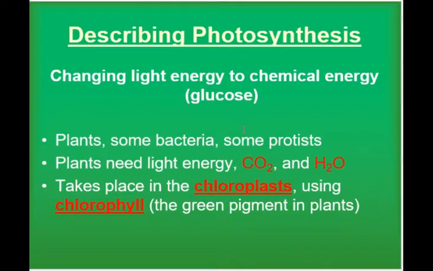Protists were those organisms that we took a look at when we did that pond water lab, when we looked at those organisms underneath the microscope. A lot of those were protists, and some of them were photosynthetic. Plants are going to need to take in CO2 and H2O. They take in CO2 through the atmosphere. A lot of times they get the H2O through their root system. This is going to take place in the chloroplast, and it's going to use a pigment called chlorophyll. And that's what I'm going to show you next.